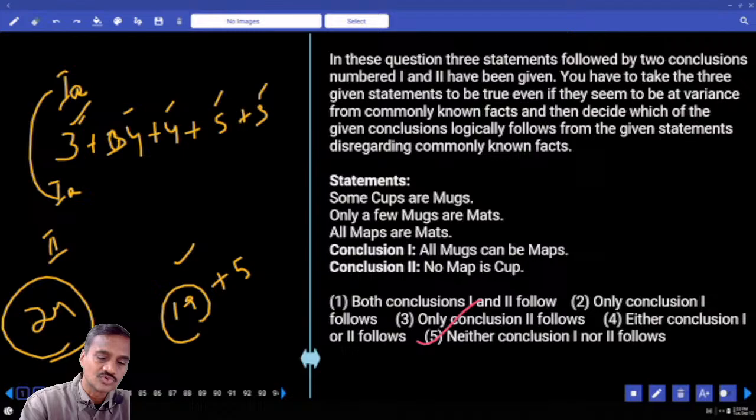Hence, though you are scoring only 20 in this one, please do not get worried about this.